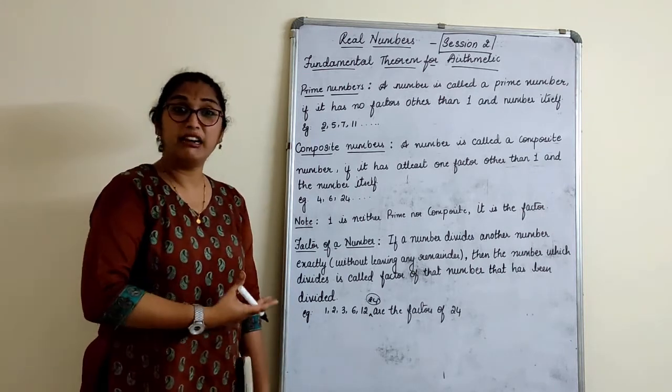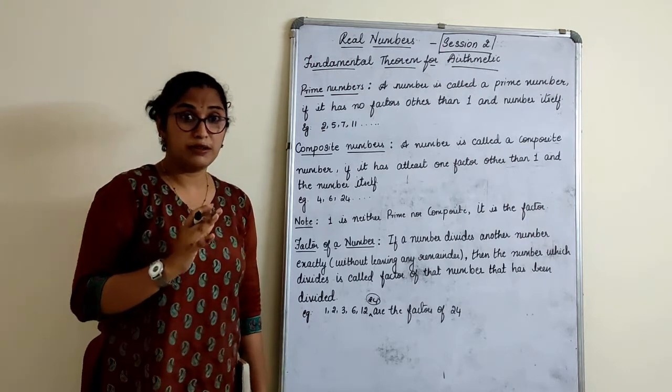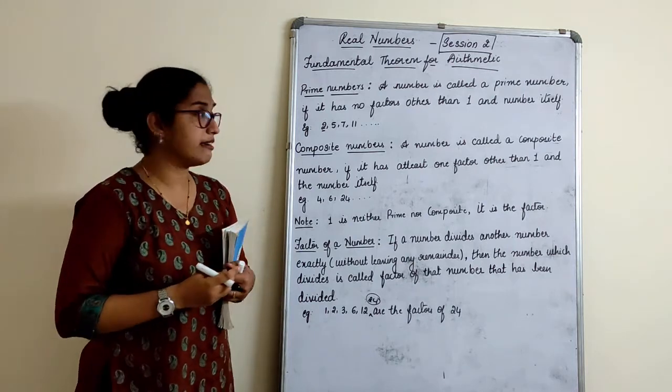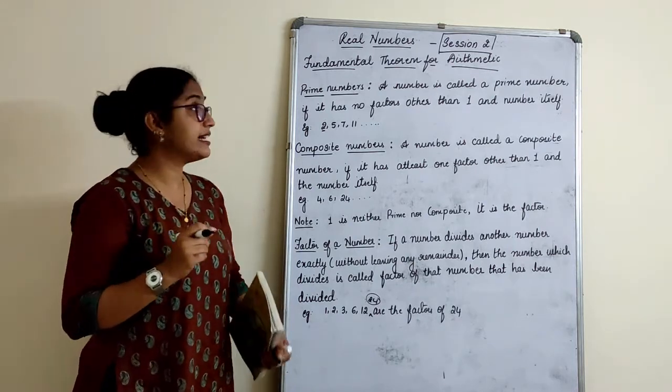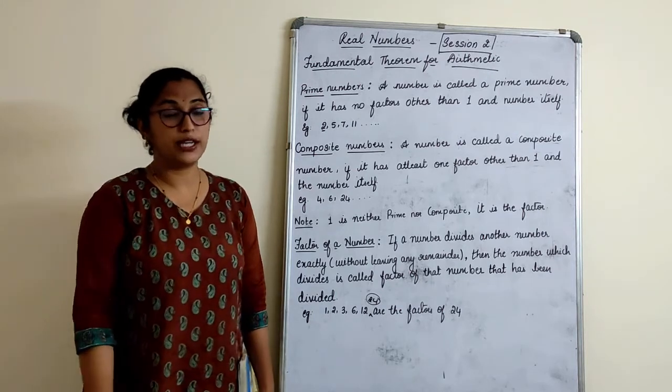I think we have all done this in our 4th, 5th, 6th standard: write the factors of so and so numbers, right? It's again a basic concept which we are just recapitulating. I want you to keep a heading as fundamental theorem of arithmetic and just write down these points.